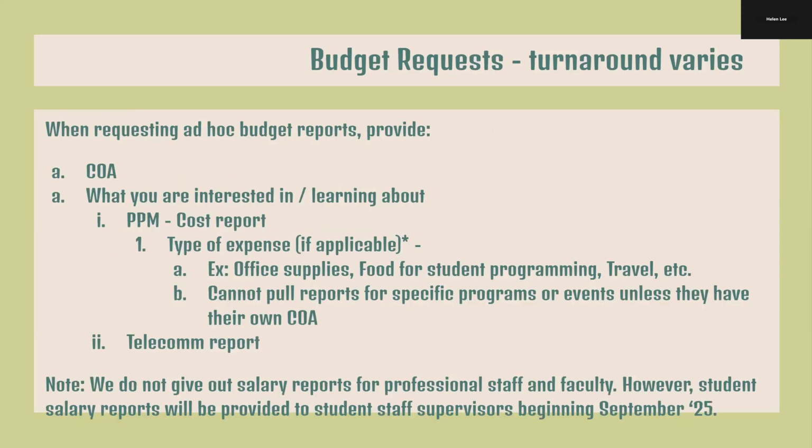When you are requesting these ad hoc budget reports, you will need to provide the COA, what you're interested in learning about. So if it's a PPM cost report, we will want the type of expense if it's applicable. So if it's office supplies or food for student programming or travel. Unfortunately, we cannot pull reports for specific programs or events unless they already have their own COA. And next, we can also pull a telecom report.